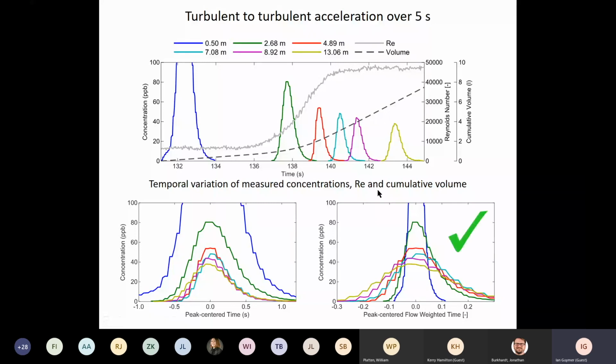I'm very conscious I'm taking too long now, up to 16 minutes. So the suggestion is we should be using that approach. We should be using a flow weighted time.